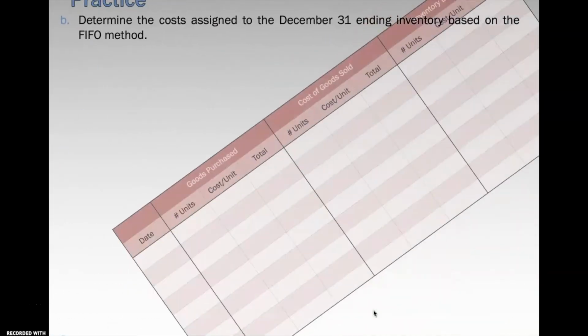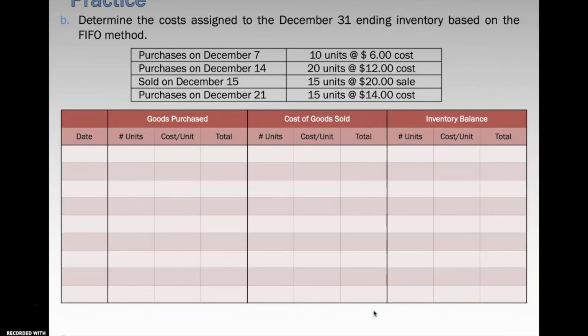Okay, so we're going to do the practice problem with it. And once again, you can follow along on the Classwork 6 sheet that's available to you. And then the answers are also posted. All right, so it's the same exact problem.